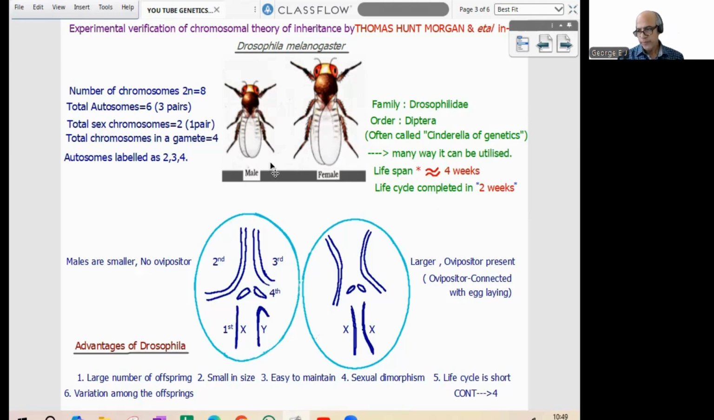And one more. This is male, this is female. You can clearly observe sexual dimorphism. And this is the chromosomal arrangement.